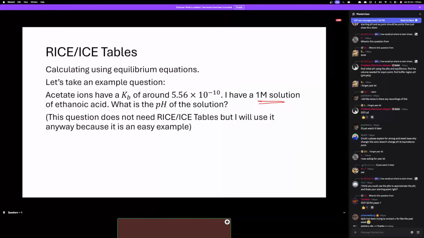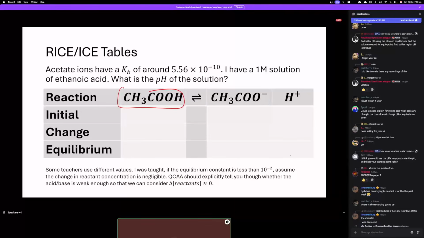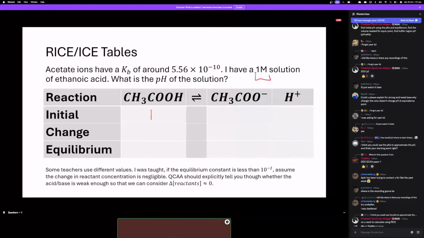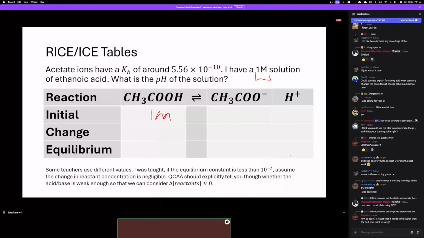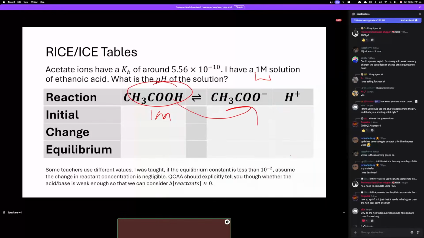I have a 1 molar solution of ethanoic acid. What is the pH of the solution? So let's start with this. Here, I know my initial concentration of ethanoic acid is 1 molar. That is what I started off with. But it's not going to stay as that, because some of this will turn into this, and that's important. So maybe we start off like this.